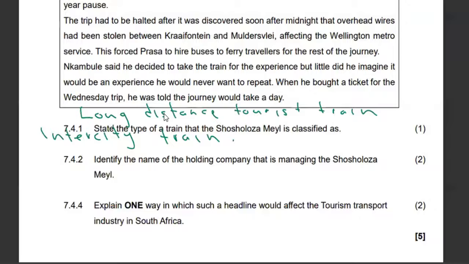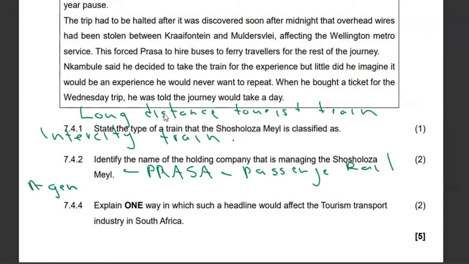Then identify the name of the holding company that is managing Shosholoza Mail. It is known as PRASA, the Passenger Rail Agency of South Africa. That is known as PRASA.